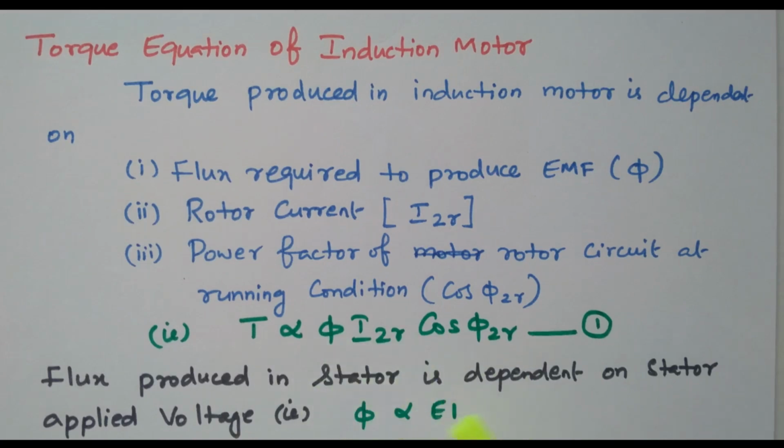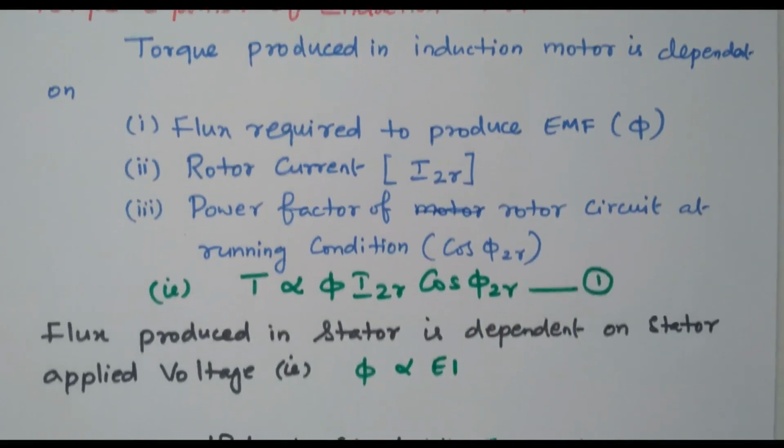Torque depends upon these three parameters. Now we need to find the expression for flux φ, rotor current I2R and power factor cos φ2R, so that we can finalize the equation for torque. This is equation number 1.